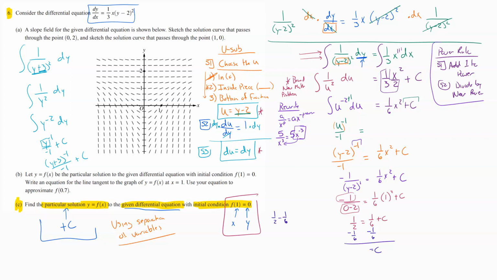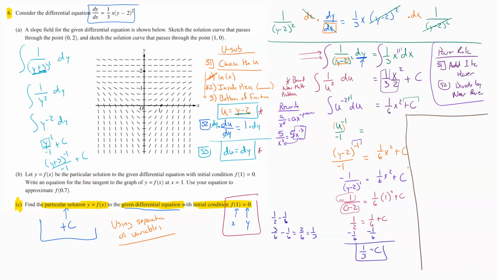You got to find your common denominator, right? So this is really 3/6 minus 1/6. That gets us 2/6 or 1/3. So out of there we get c equals 1/3. We're not done yet. That just found our plus c value.